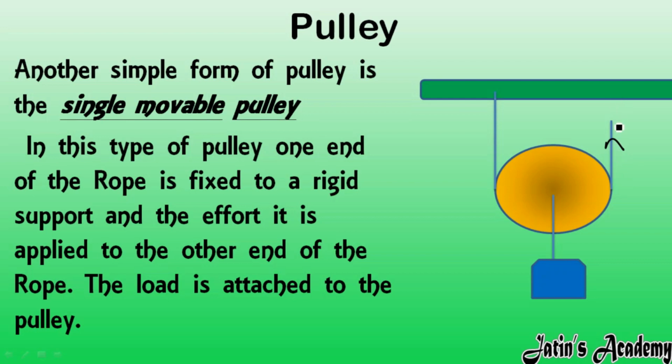Whenever we apply effort from this side, the full pulley is going to move upward, and the load is attached to the pulley. When we apply the effort from here, this pulley starts moving upward. With the help of the pulley, the load will also move in the upward direction. More explanation of the single movable pulley you will study in higher classes. In this class you have only this much arrangement and how it is working.